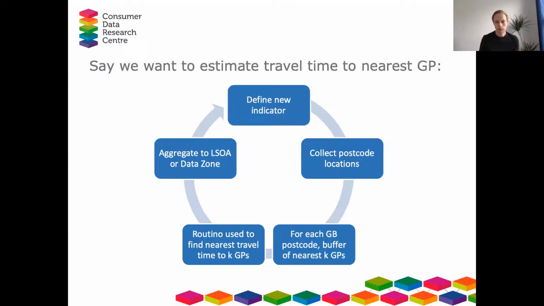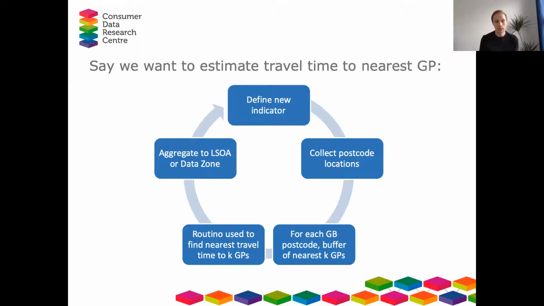What we do is we do a very simple step first. For every postcode, we draw a little buffer around it, and then we say, right, we're just going to focus on the nearest 10 GPs within that buffer. So we define an arbitrary distance, and we define an arbitrary number of GPs to look at. But we do this first step really because it saves on a lot of computation at the next step.